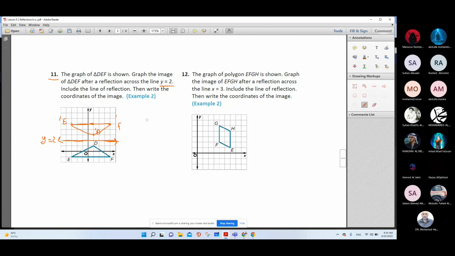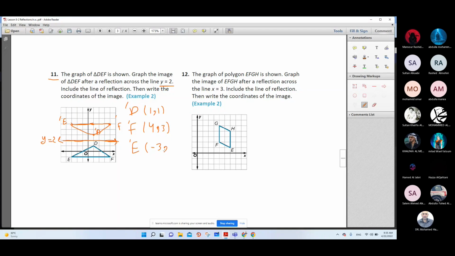Now the coordinate D prime: 1, 1. F prime: we have in the X 1, 2, 3, 4, so 4 in the X and 3 in the Y. So 4, 3. And E prime: minus 1, minus 2, minus 3 in the X and 3 in the Y. So minus 3, 3.